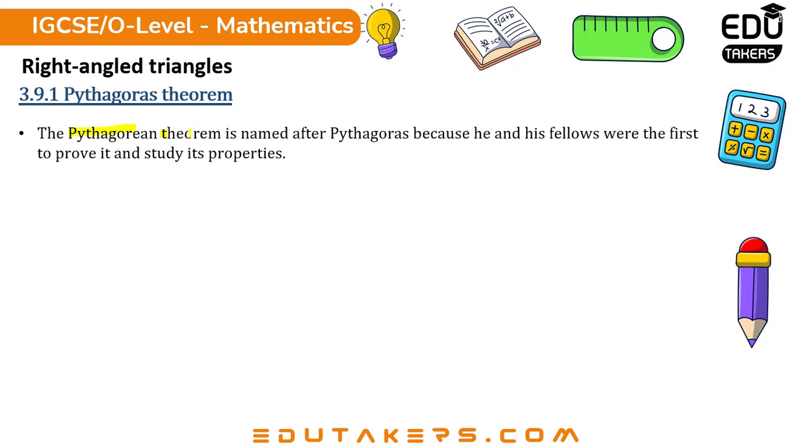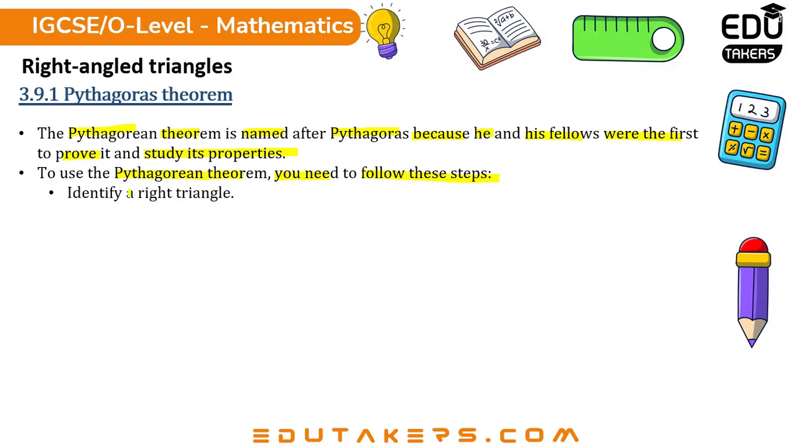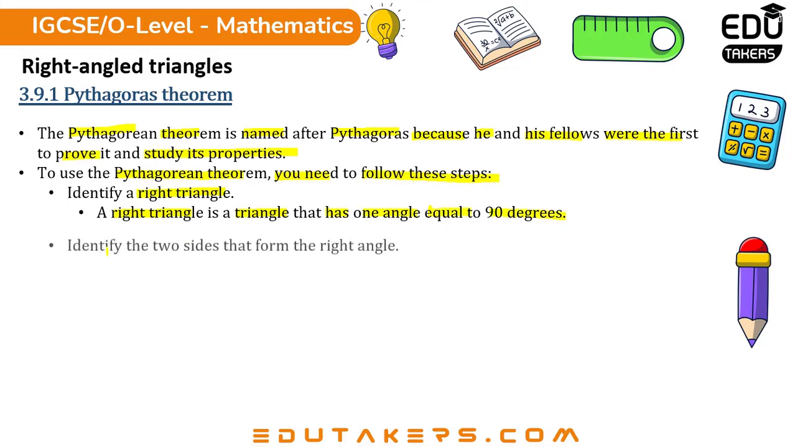The Pythagorean theorem is named after Pythagoras because he and his fellows were the first to prove it and study its properties. To use the Pythagorean theorem, you need to follow these steps. Identify a right triangle. A right triangle is a triangle that has one angle equal to 90 degrees.